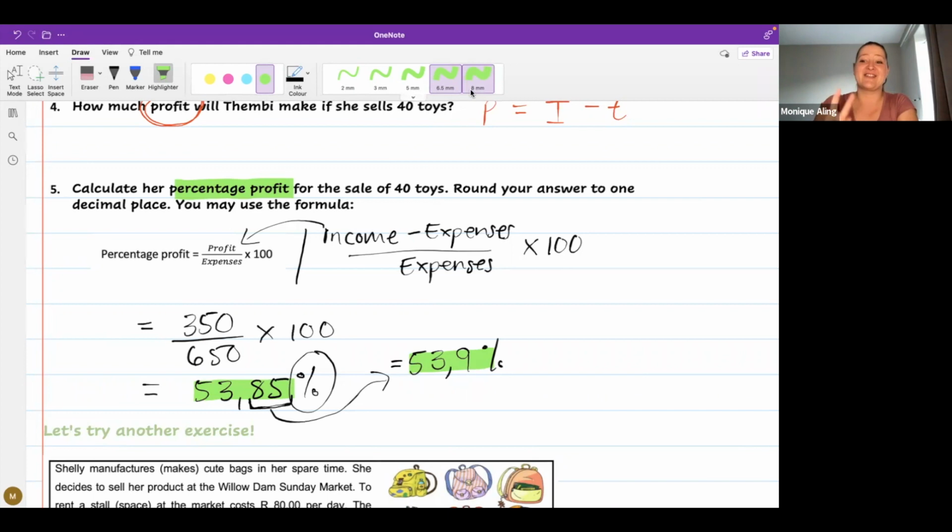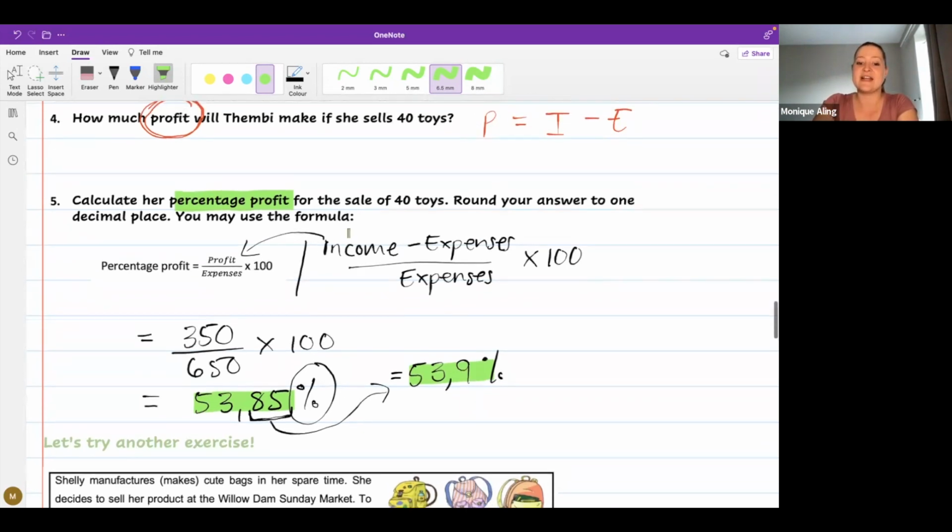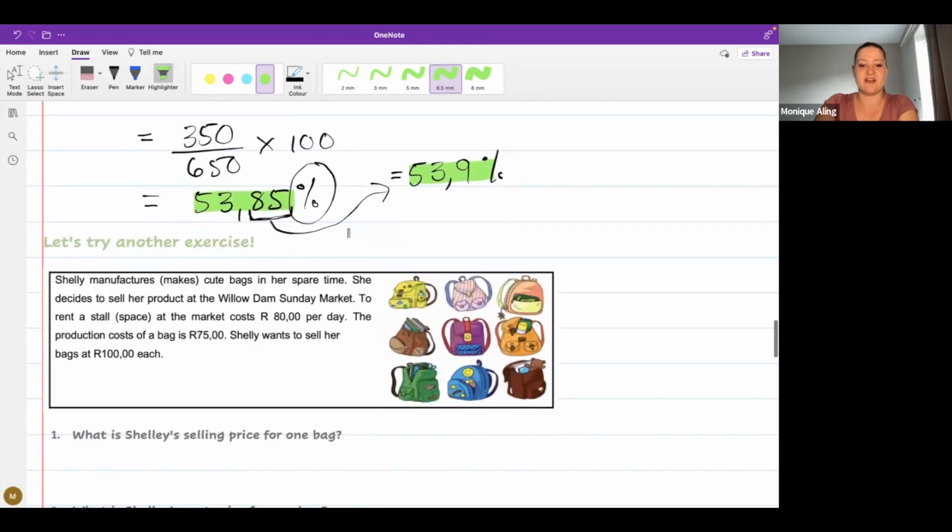Okay, guys. So like I said, 2 ways we can ask break even in a test. Show you a graph, ask you to answer questions based on the graph. Now we're going to look at another way. So we're going to try another exercise.